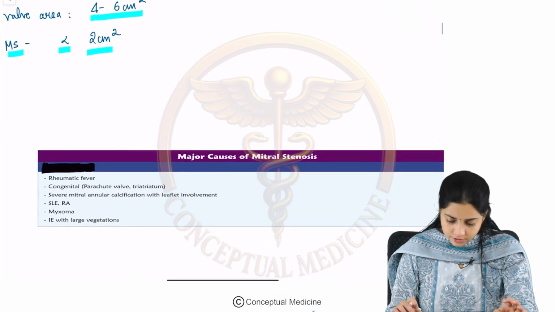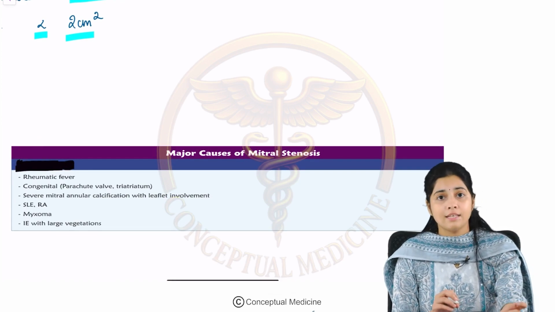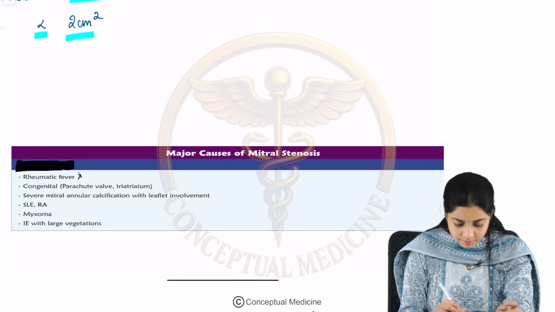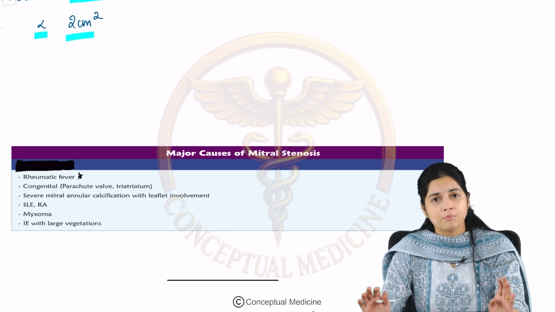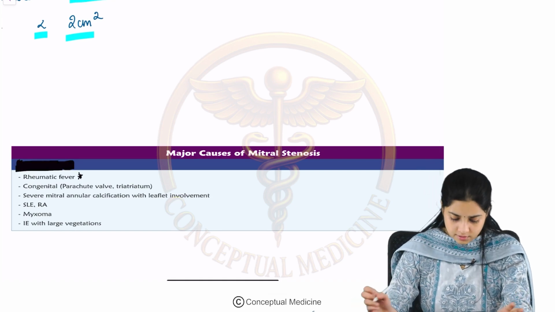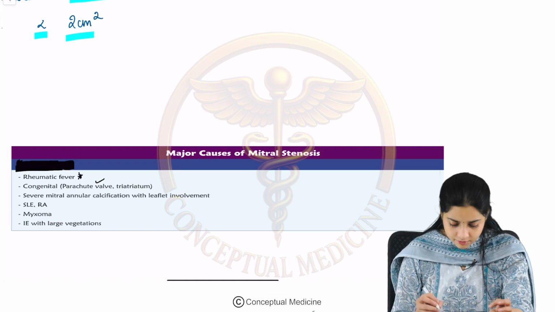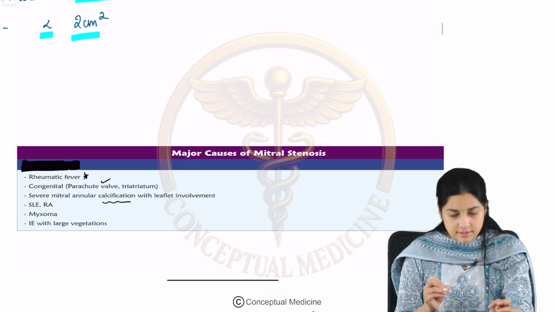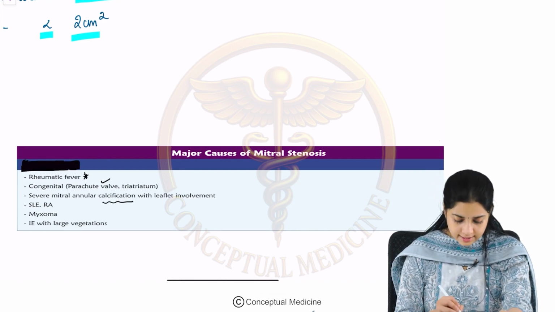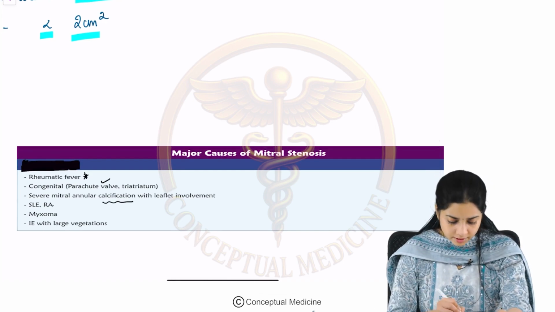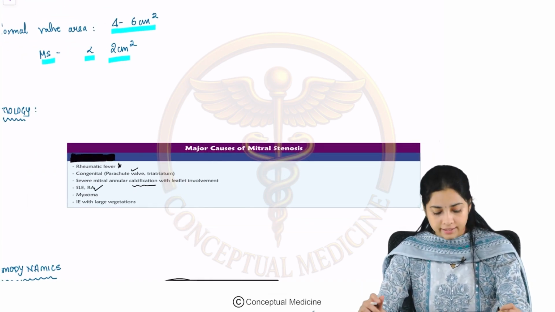So let us look at the etiology. The first and most important etiology that you have to remember is rheumatic. Rheumatic etiology is the most important and the most common etiology for mitral stenosis. Followed by rheumatic, you have to remember congenital, which includes parachute mitral valve, and severe calcification. MS can be associated with connective tissue disorders as well, like SLE and rheumatoid arthritis. These are the most important causes for mitral stenosis.